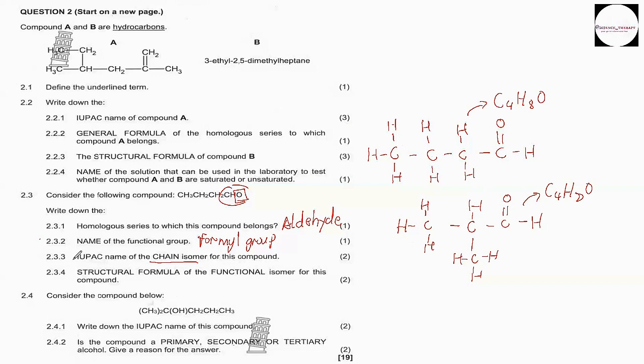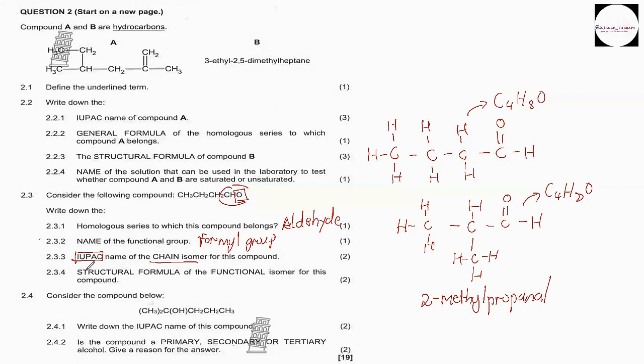And then they want the IUPAC name. Let's not get carried away. The IUPAC name for this one is now what? 2-methyl, but then our longest chain now has 3 carbon atoms. So this is propanal. So the IUPAC name for the chain isomer is 2-methylpropanal.